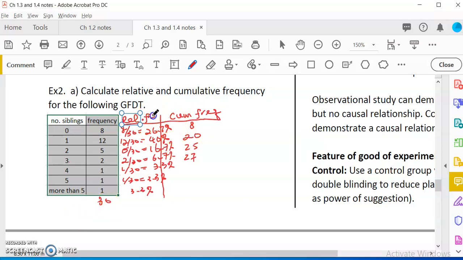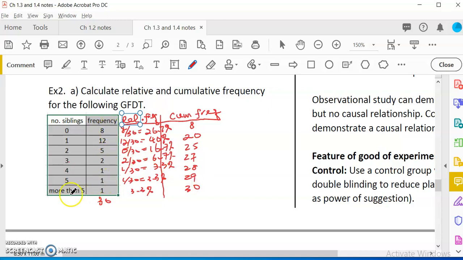Oh, I forgot the frequency, and also the cumulative frequency. We stop here, halfway between. So what is the next class? That is less than 5. So it will be 8 plus 12 plus 5 plus 2 plus 1. So that's 28, and then 29 and then 30, right?